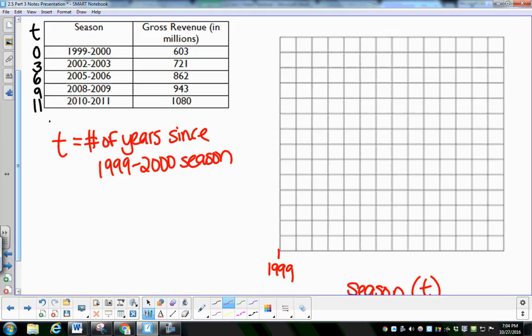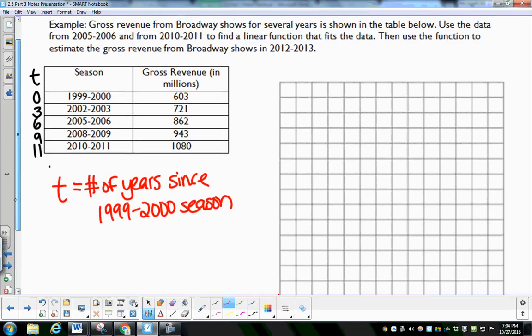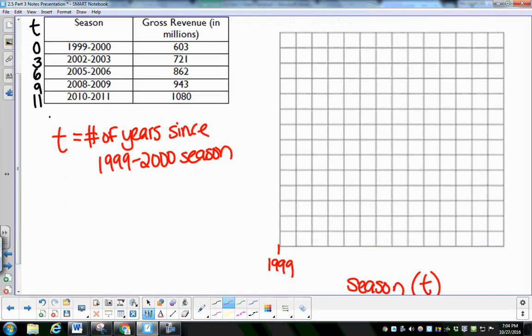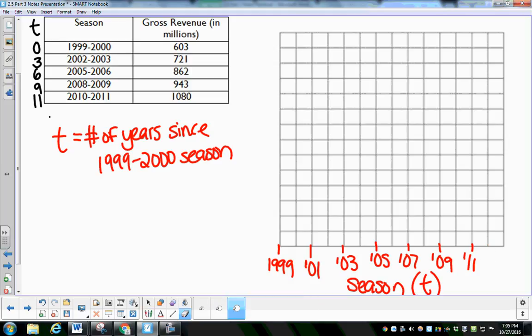So we need to go up to at least 11 here, but they asked about 2012, so that's 13 years later. I think I'm just going to go by ones here. I'm just going to mark every 2, though, because I don't really have a lot of room. So this would be 2001, 2003, 05, 07, 09, 2011, 2004. Oh, messed that one up. One, 3, 5, 7, 9, 11, and 2013.